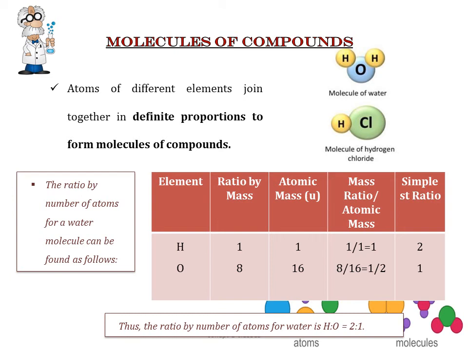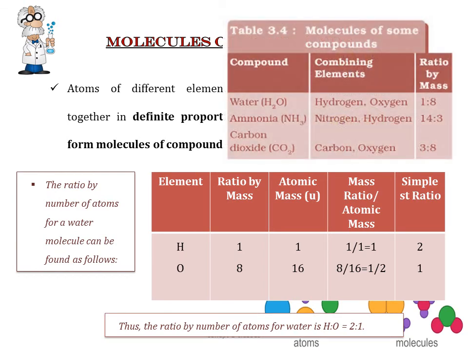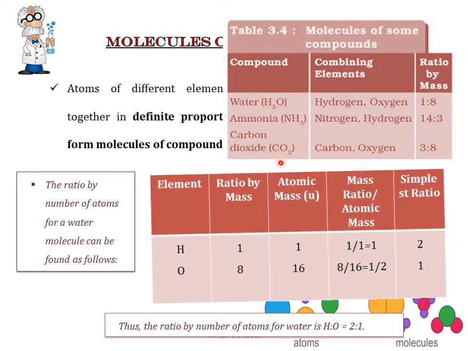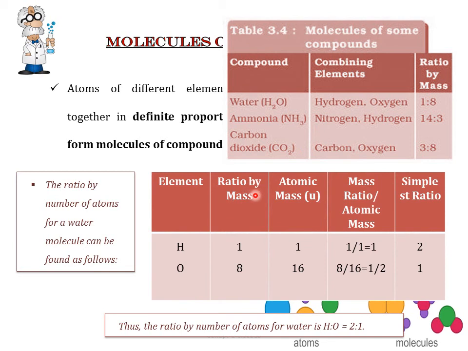So let's see how the ratio by number of atoms for a water molecule can be found. We know that in a water molecule we have 2 elements, hydrogen and oxygen. We already know the ratio by mass is 1:8. If we know the ratio by mass and the atomic masses, we are able to find the ratio in the number of atoms. The atomic mass of hydrogen is 1, the atomic mass of oxygen is 16. So 1 divided by 1 is equal to 1, and 8 divided by 16 is equal to 1 by 2. Multiplying by 2, we get 2:1. Hence the ratio by number of atoms for water is 2:1.